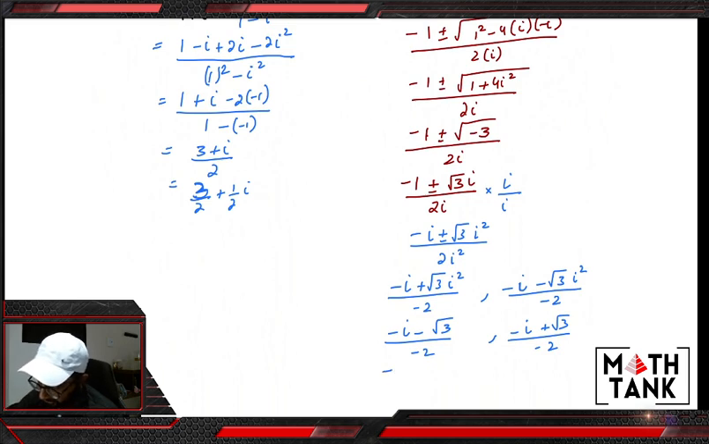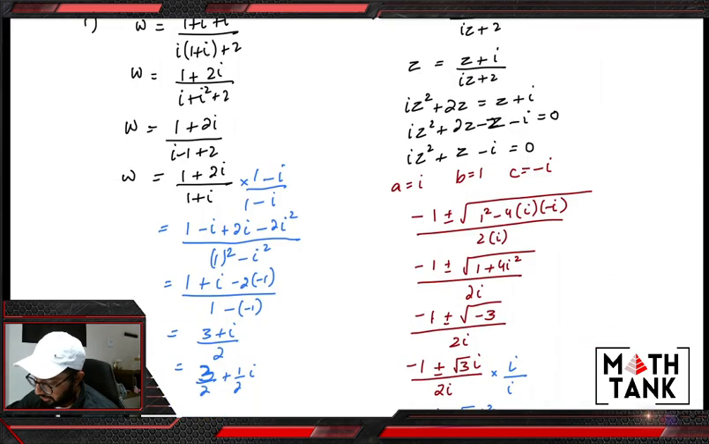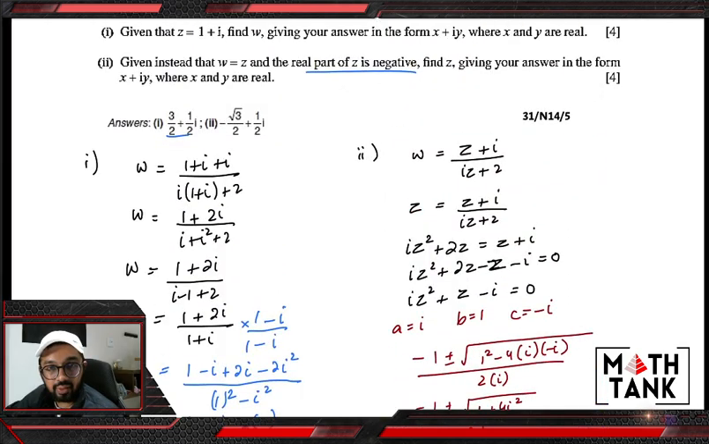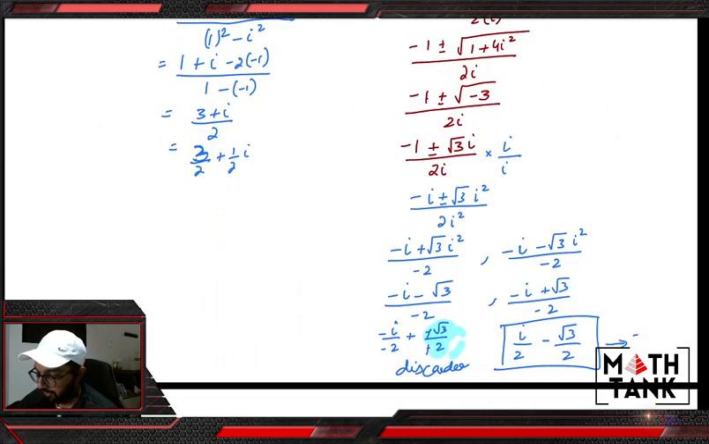So this gets separated into this, and this gets separated. So in this case, the real part of z is positive, so that's not the correct answer, so discarded. That should be the correct answer. That becomes i over 2 minus root 3 over 2. So that is my correct answer, and I should make a box over it. Yeah, it's just written in a different order, and I should write the correct order because it says x plus yi, so my order is incorrect.